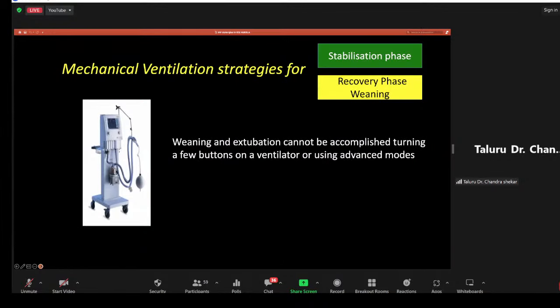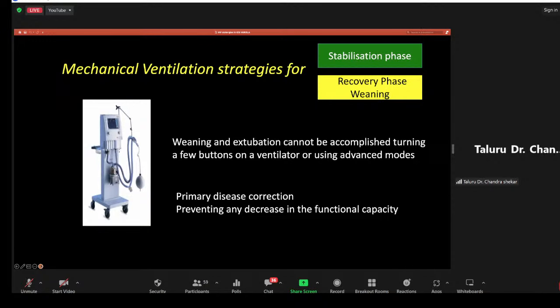So in the stabilization phase and recovery phase, weaning and extubation cannot be accomplished by turning a few buttons on a ventilator or by using advanced modes. That you have to clearly understand. What you have to understand is primary disease correction and preventing any decrease in the functional capacity because of your drugs, because of your maneuvers, because of your improper mechanical ventilation, or development of any disease-associated process like delirium or AKI. This is where you have to concentrate. The ventilator is just trying to keep the patient stable, and when you sync it with the functional capacity and the disease evolution, you will never go wrong.